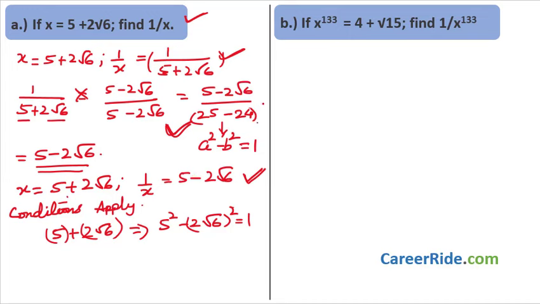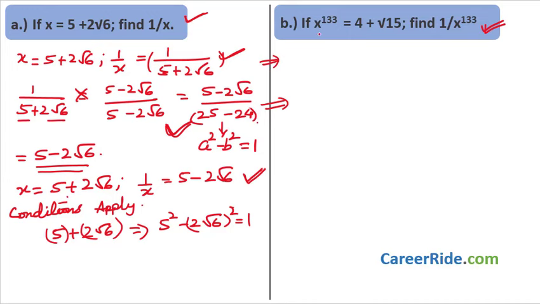Now let us see how they may twist the questions using this concept. For example, if x to the power 133 is equal to 4 plus square root of 15, find the value of 1 upon x to the power 133. If you do not know this concept and you directly see this type of question in the examination, you'll definitely get panicked. But with this knowledge that you have, this question becomes super simple for you.